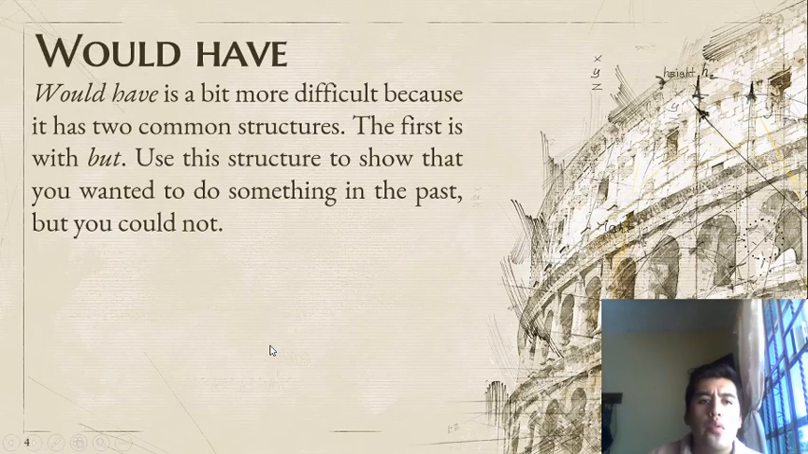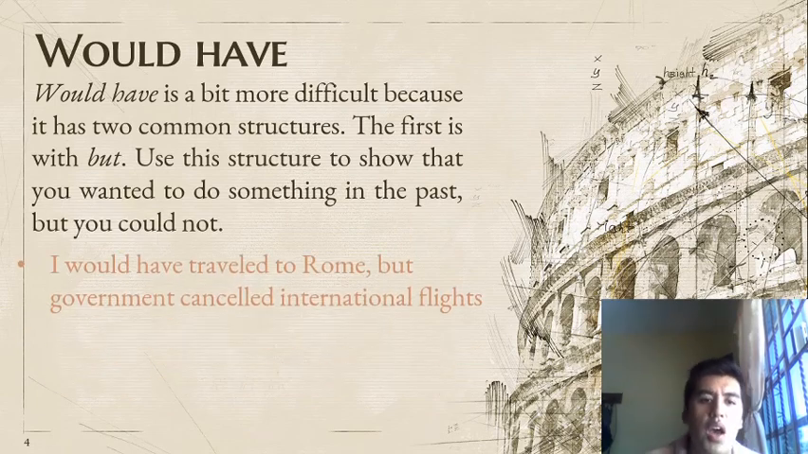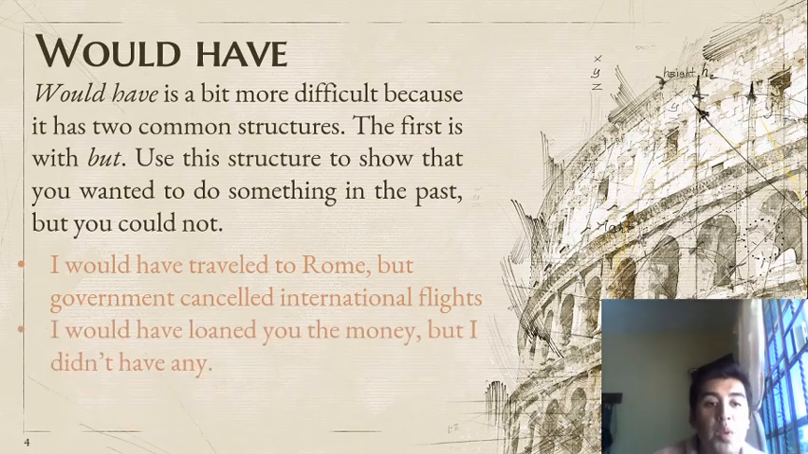Would have is a bit more difficult because it has two common structures. The first is with but. Use the structure to show that you wanted to do something in the past, but you couldn't. Like this: I would have traveled to Rome, but the government cancelled international flights. I couldn't. It wasn't possible. But if it were possible, I would have traveled. I would have loaned you the money, but I didn't have any, so I didn't have money to lend you.